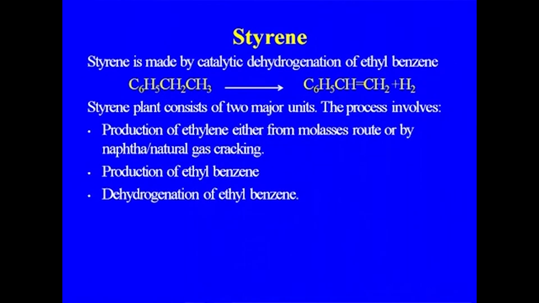The process of making styrene: styrene is made by the catalytic dehydrogenation of ethyl benzene. So, this is the process that we are using. A styrene plant consists of two major units: production of ethylene, either from the molasses route or by naphtha or natural gas cracking, and production of ethyl benzene, and then the dehydrogenation of the ethyl benzene to styrene.